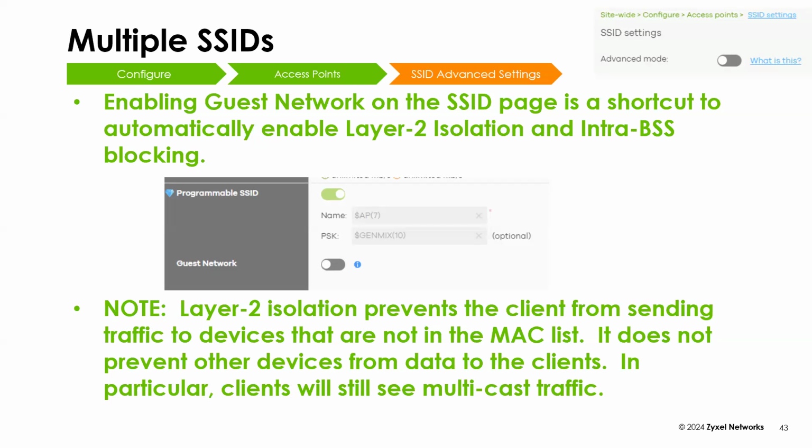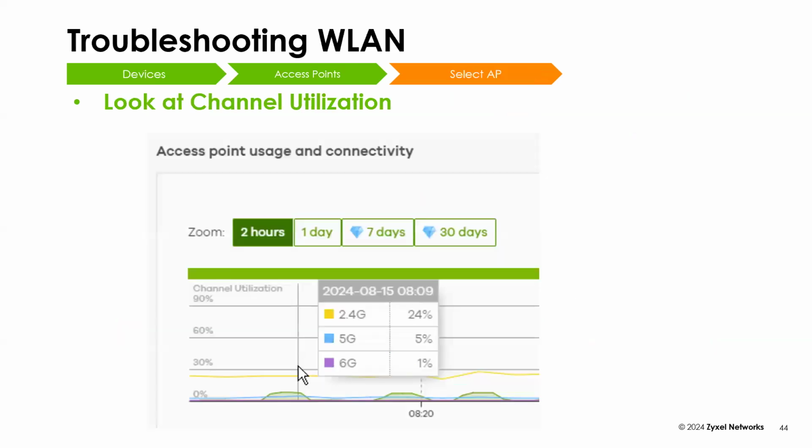We also have the ability here to do programmable SSIDs. So if you're in a situation where you've got a hotel and you've got a lot of access points and you want each access point to have its own unique name, such as floor 2 or room 227, you can do that in the Nebula interface.